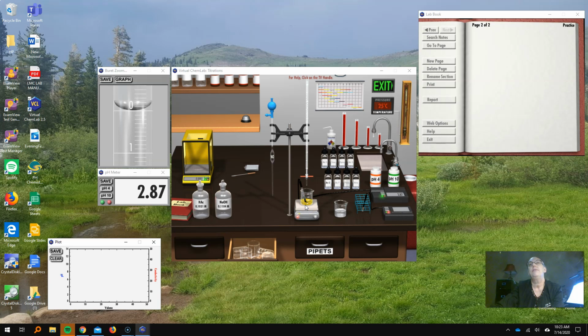Okay, so that's what we're looking for. You are going to see later a change from green to blue, and that's going to be the equivalence point. But we're trying to find green, which is the half equivalence point.